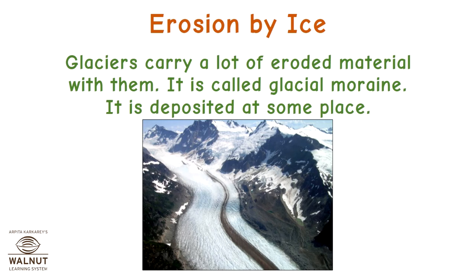Glaciers carry a lot of eroded material with them. It is called glacial moraine. It is deposited at some place.